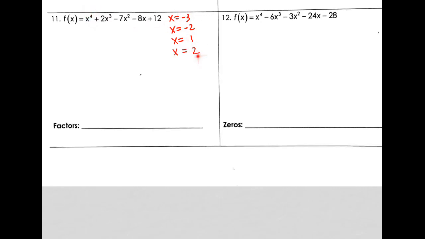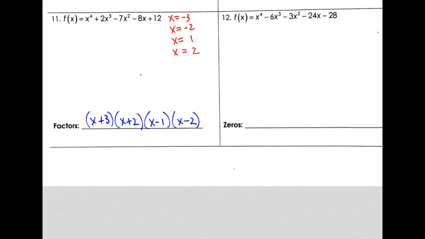So now all we got to do is just convert this into a factor. And so again, you just put an x in front, change the sign. That's a negative 3, so that becomes a positive 3. X plus 2, x minus 1, and x minus 2. Boom, done. Let's go. All right, so that was super easy. Whenever the calculator gives you all your zeros, well, you either have your zeros, and if you need the factors, you just go ahead and change them into factors.